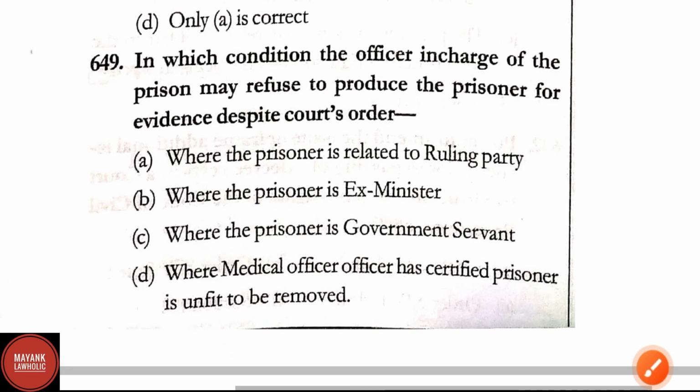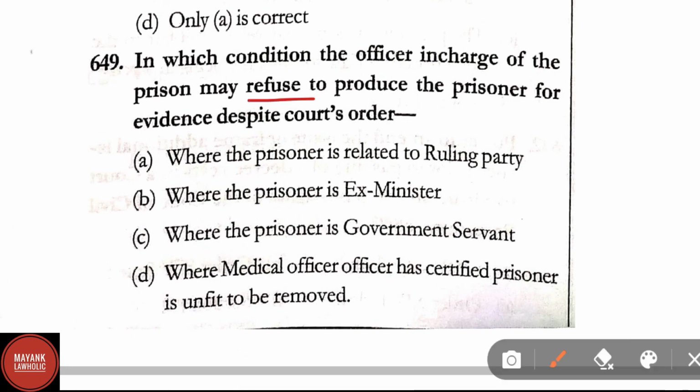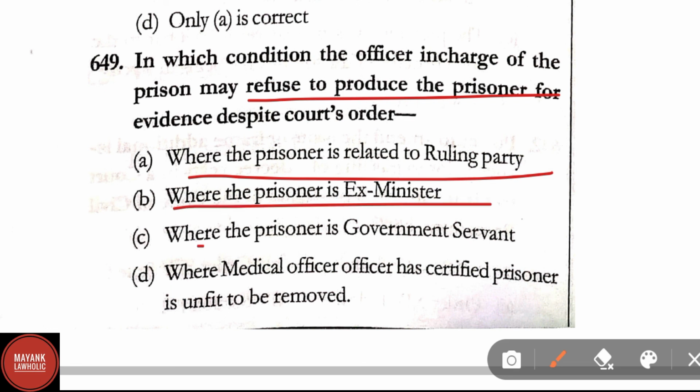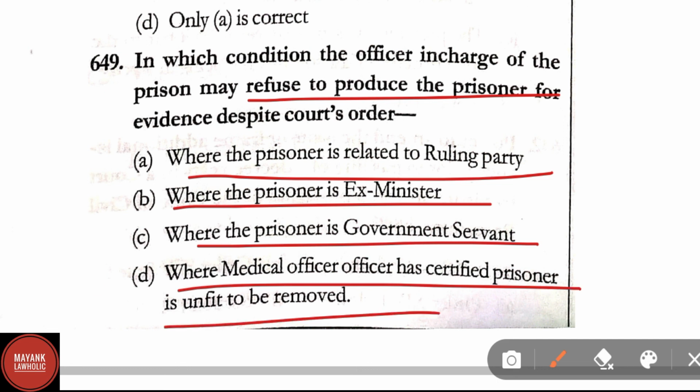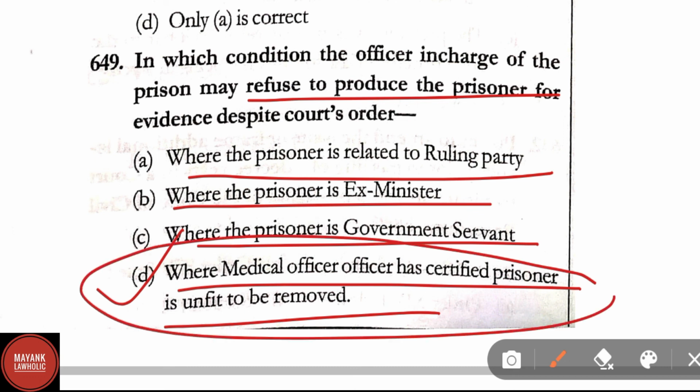Question number 649. In which condition the officer in charge of the prison may refuse to produce the prisoner for the evidence despite court order? Here options are where the prisoner is related to ruling party, where the prisoner is ex-minister, where the prisoner is government servant, and option D, where medical officer has certified prisoner is unfit to be removed. Here correct answer is option D, where medical officer has certified prisoner is unfit to be removed. In this condition, the officer in charge of the prison may refuse to produce the prisoner for evidence despite court's order.